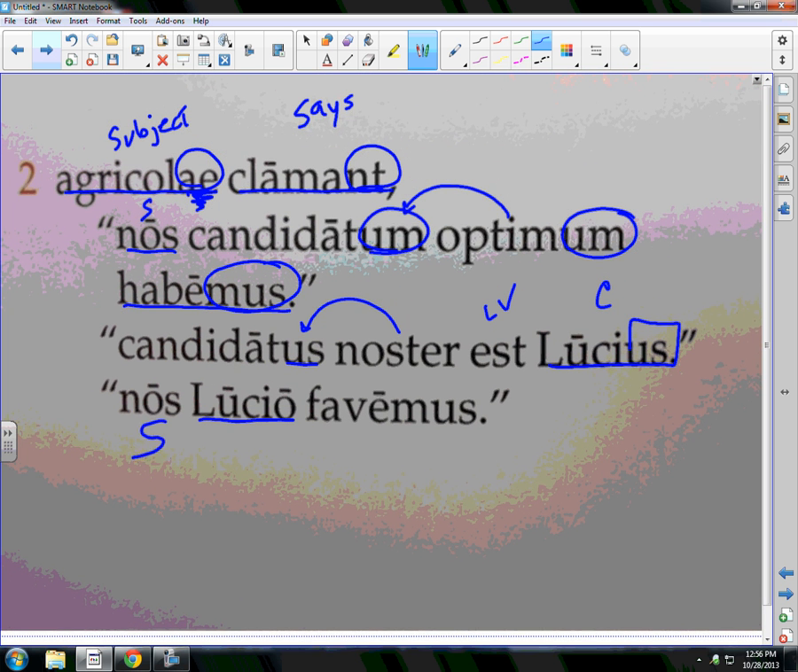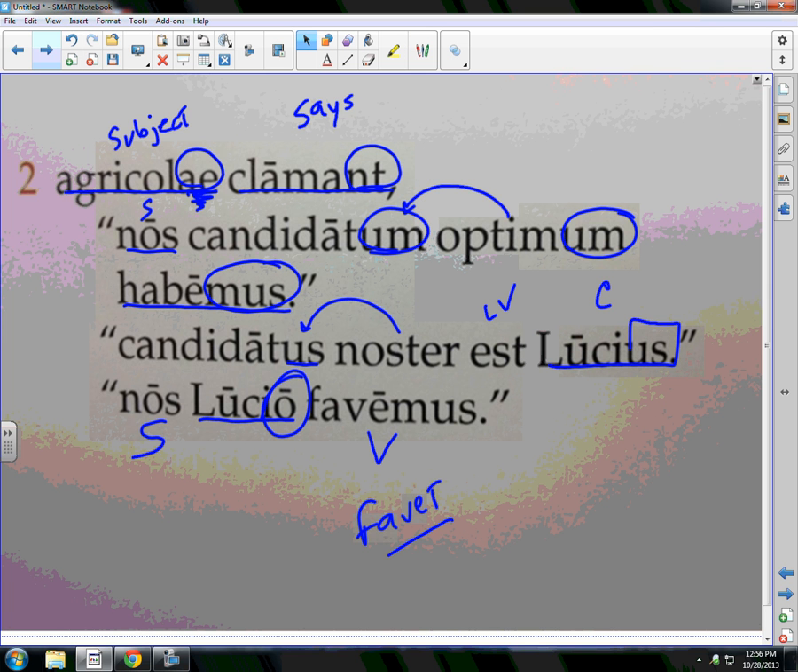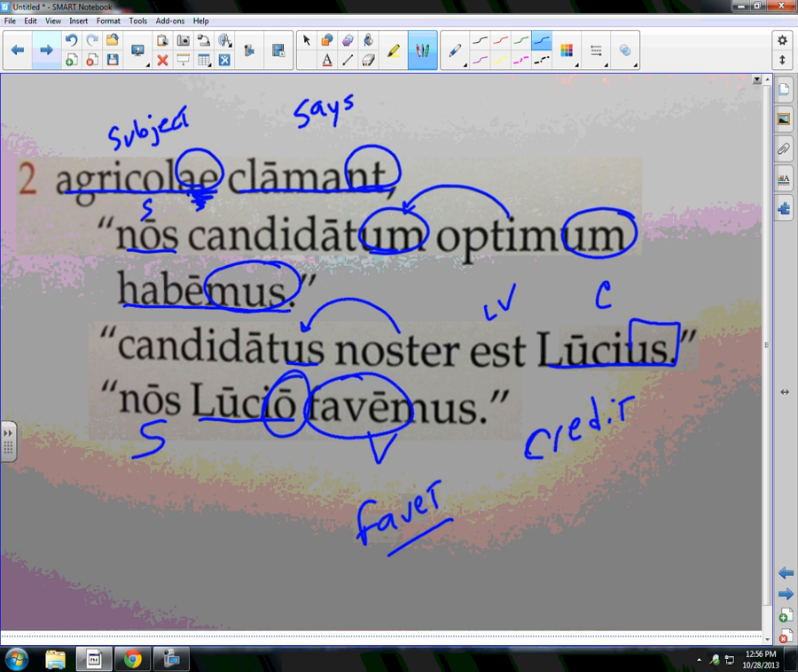The subject is we. The verb is favemus. That comes from the verb favet. I wonder why we're going to use the dative here. Because favet takes a dative. That's that first section that we looked at on our test. So we favor, or we support Lucius. It's really not that difficult. If you see favet or you see credit, you're going to be using the dative case. Let's look at our next one here.